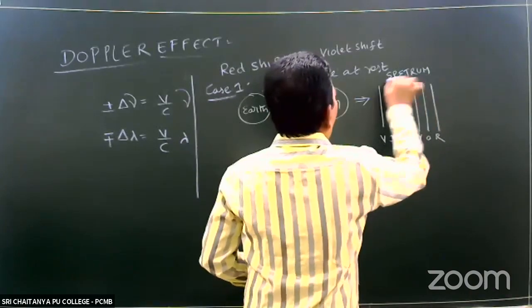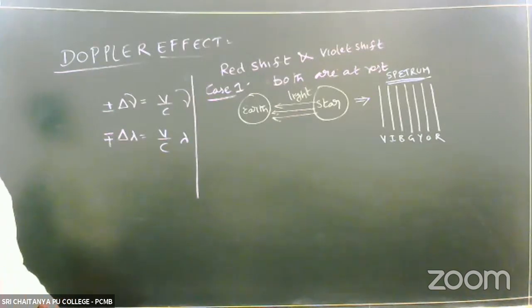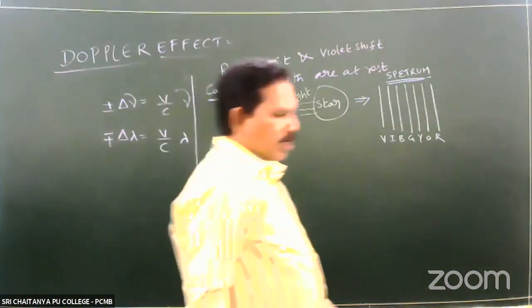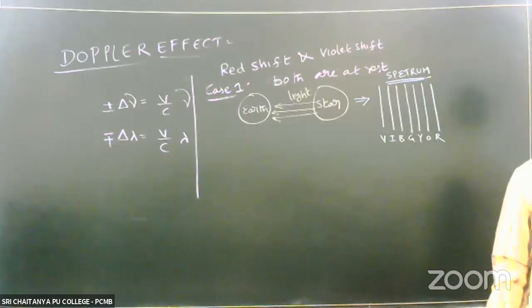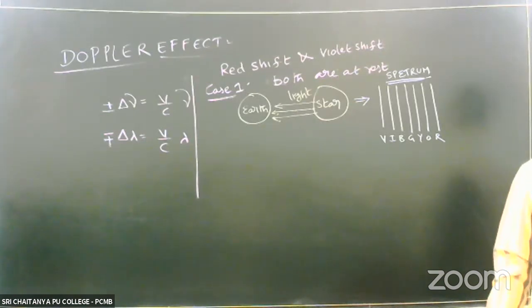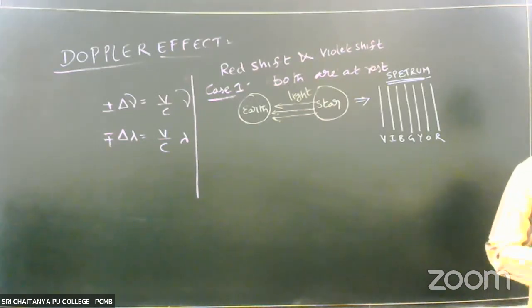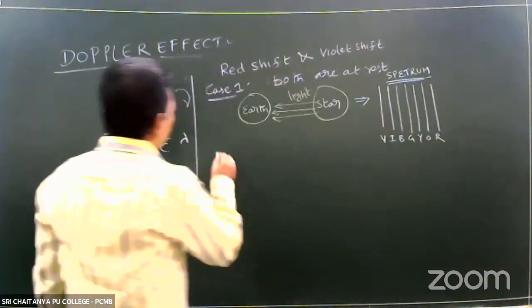For the light emitted by the star, we are going to get a spectrum. The wavelength ranges from 4,000 angstroms to 8,000 angstroms, with VIBGYOR colors, the rainbow. Both are at rest now. The Earth is the observer, and the star is the source which is emitting the light.